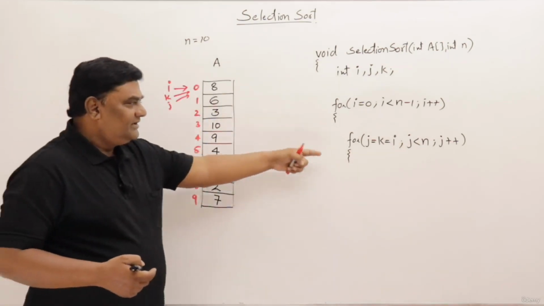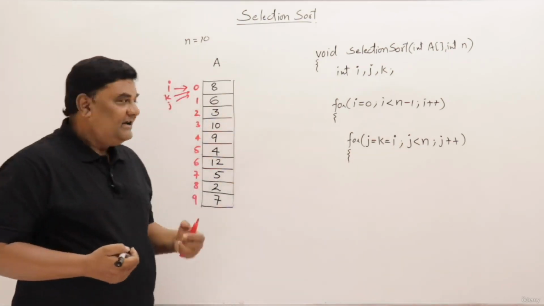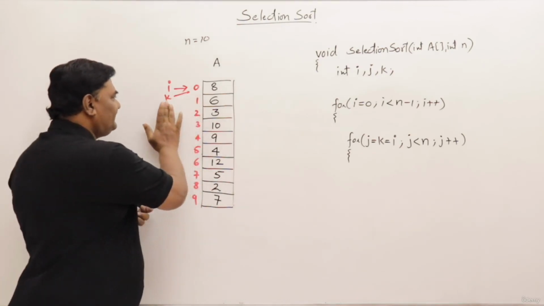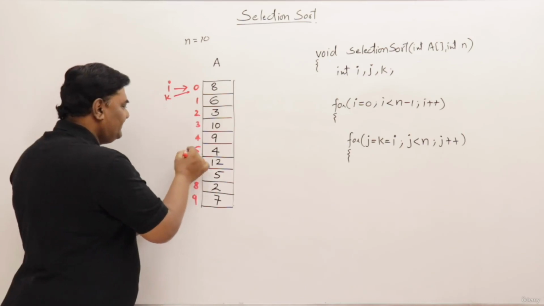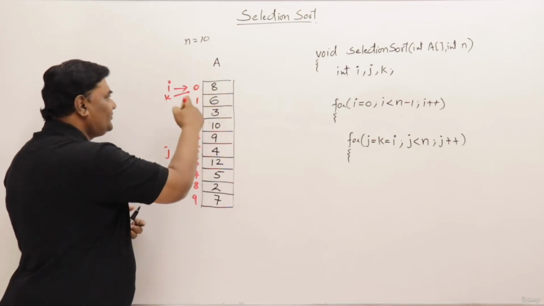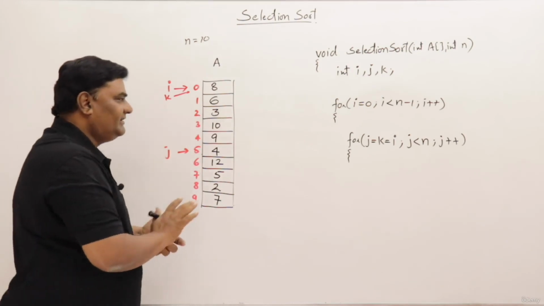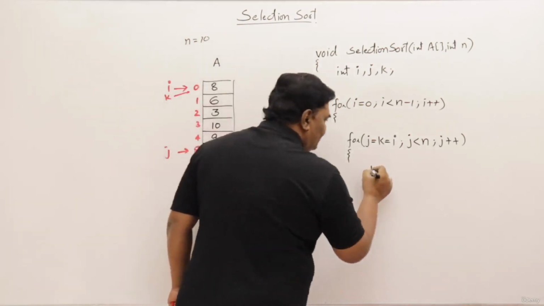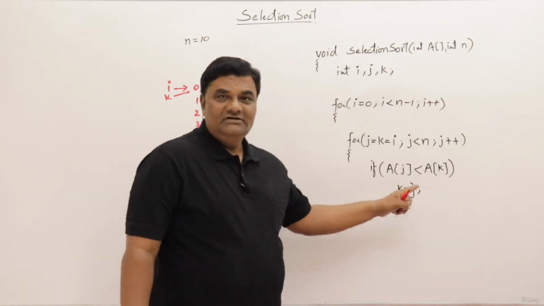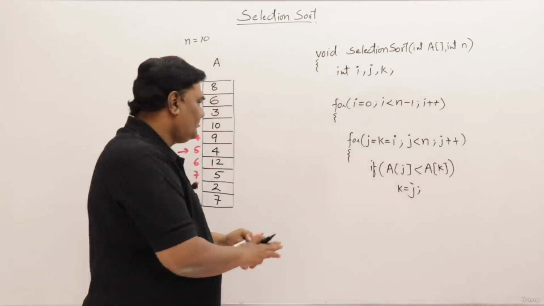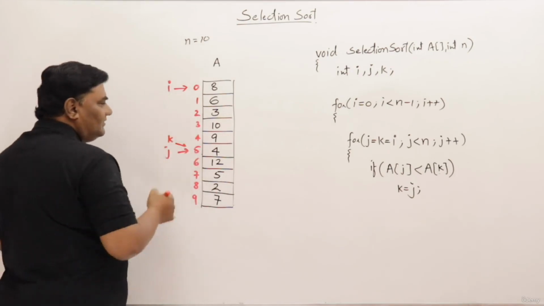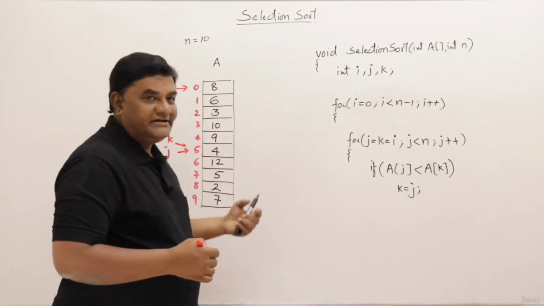Now in this loop, I have to check the element. Suppose j is right now here, I have to check if this element is smaller than where k is pointing. If so, k should be brought to j. So that's what I will write here. If a of j is less than a of k, then bring k onto j. Make k also point there. So k will also move to this location. This process should continue.